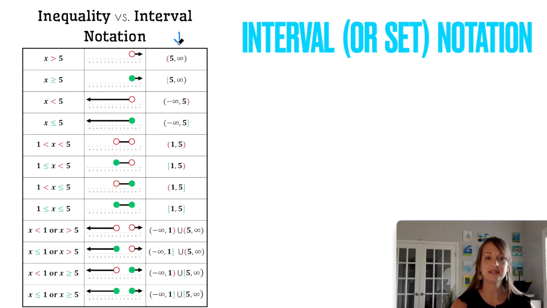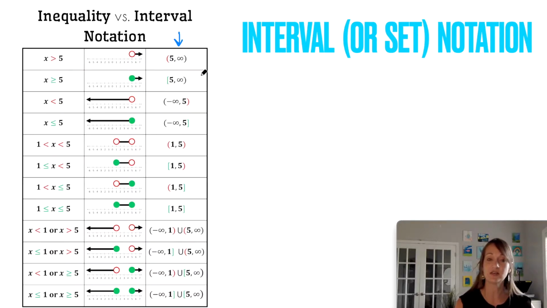Now on the right is where we're going to be discussing interval notation. This is what we're going to be using from here on out. It is going to start at the number 5, and it is going to be everything to the right of 5, which is everything to infinity. Now, the 5 has a parentheses around it because it does not include 5. It is an open circle.